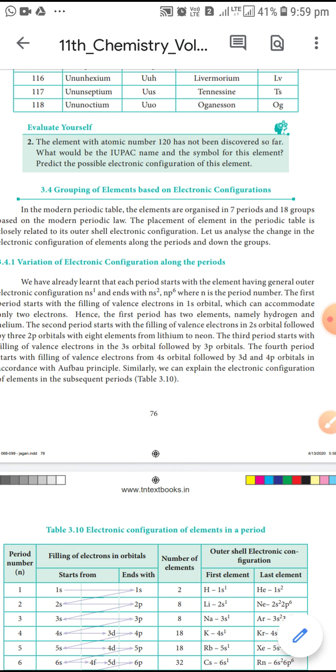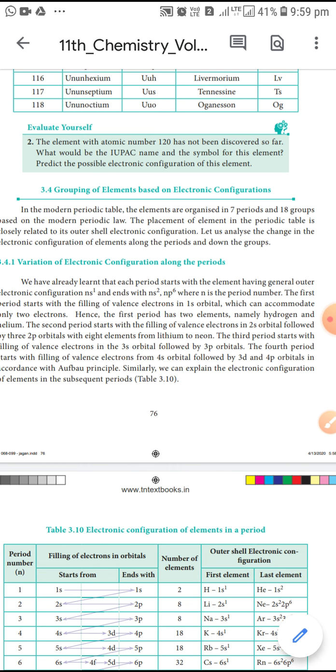The 3d orbitals have totally 10 elements. Those elements are called the first transition series. 3d orbital elements are called the first transition series, 4d orbital elements are called the second transition series, 5d orbital elements are called the third transition series, and 6d orbital elements are called the fourth transition series.